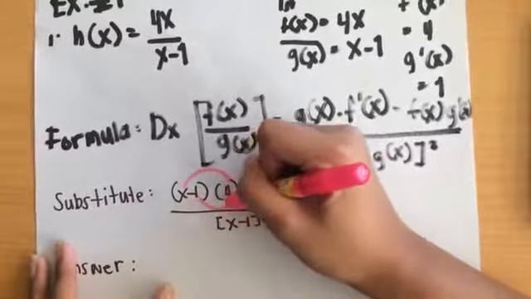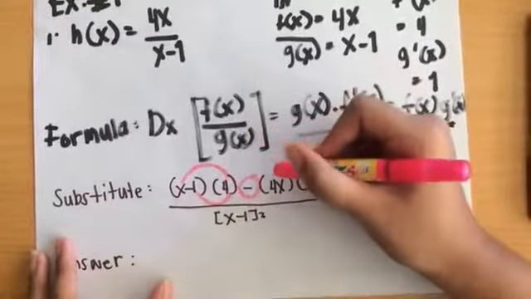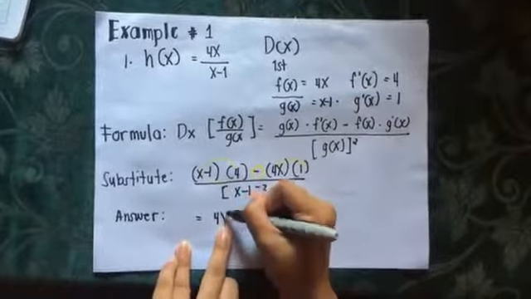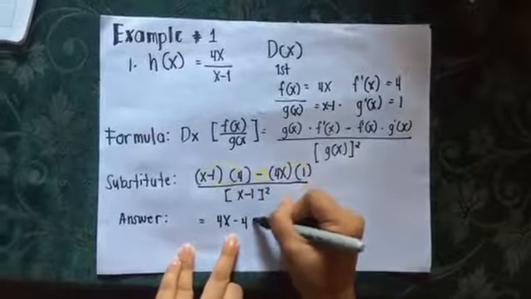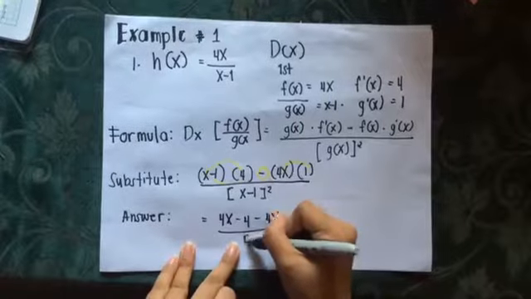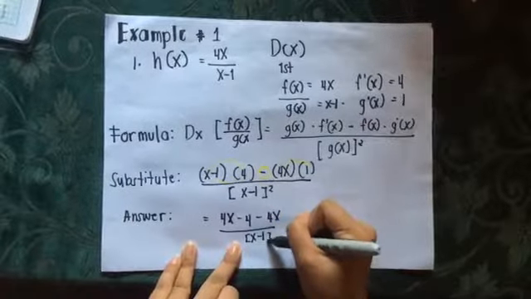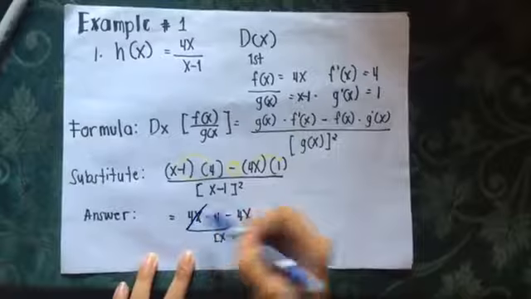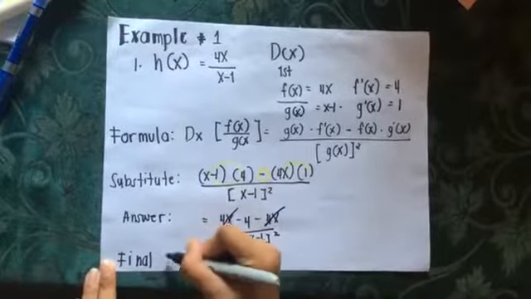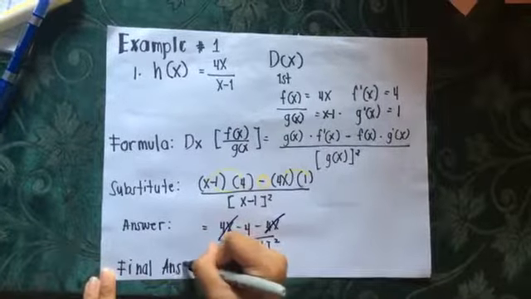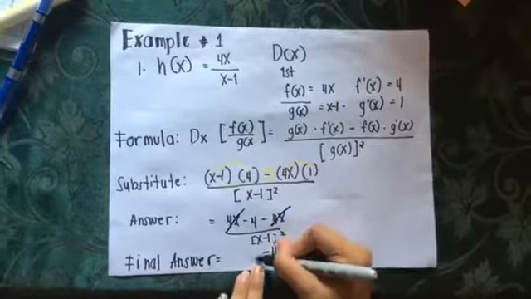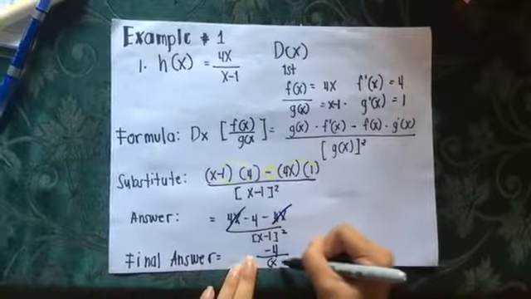Now, we have to distribute each term to arrive at the final answer. The answer will be 4x minus 4 minus 4x over x minus 1 squared. Now, we need to cancel the unlike terms, positive and negative 4x, to arrive at the final answer, which is negative 4 over x minus 1 squared.